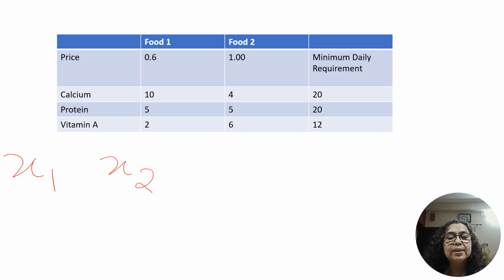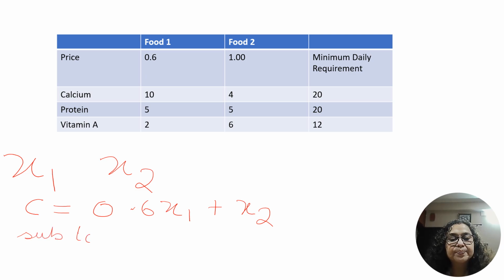In this case, the cost will be C. Let the cost C be equal to 0.6 X1 plus X2. We have already discussed how to formulate this in the previous sessions, so I'm just writing the constraints. Subject to the constraints, the first one is the calcium constraint.